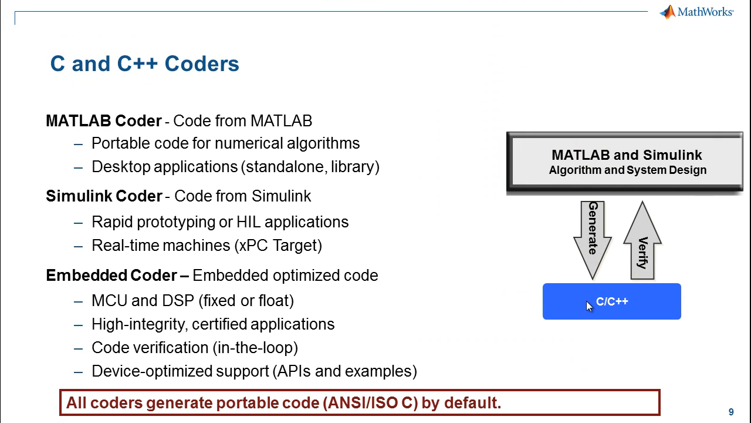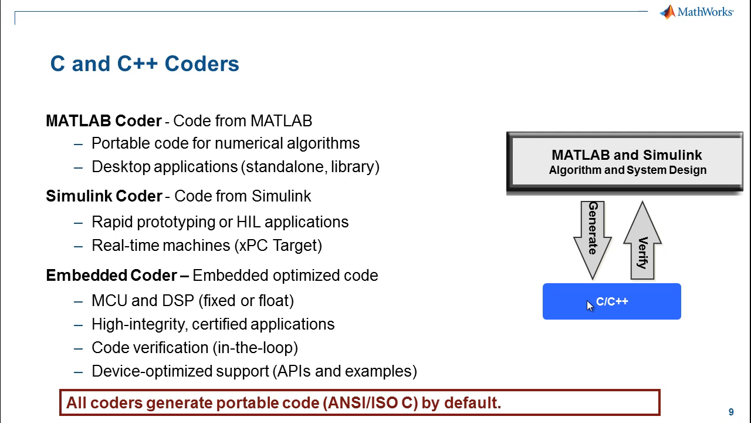To generate code from MATLAB and Simulink, you can use MATLAB Coder to get the code from MATLAB. This code is generally applicable for desktop applications, but it's nice, clean, portable code that can be used anywhere. Simulink Coder generates code from Simulink and also provides a real-time software framework that makes it easy to run rapid prototyping or hardware-in-the-loop applications on real-time machines such as xPC Target.